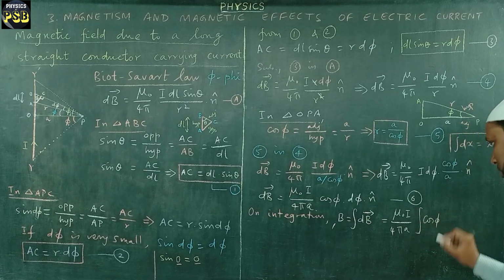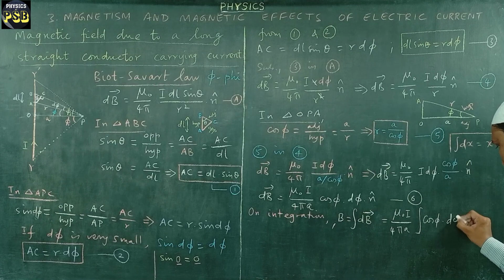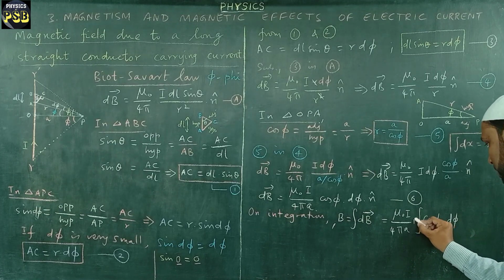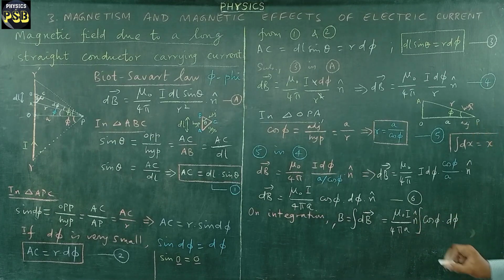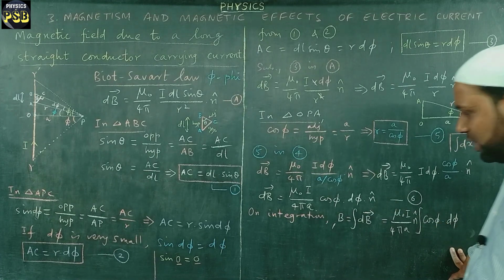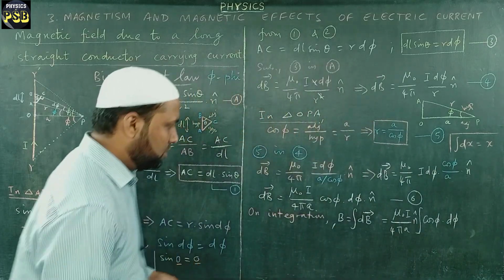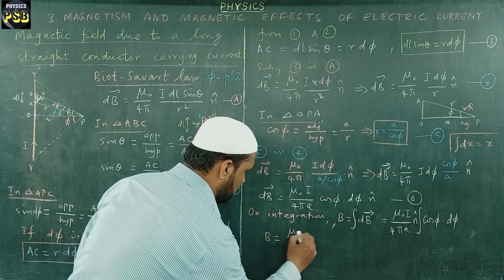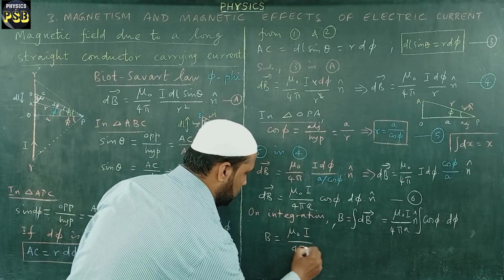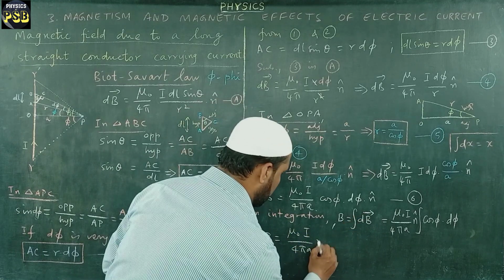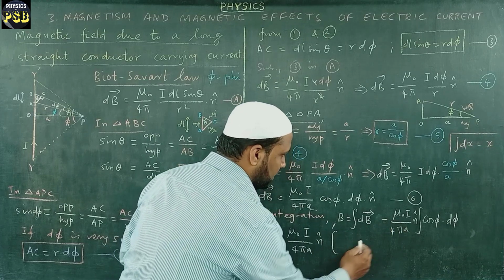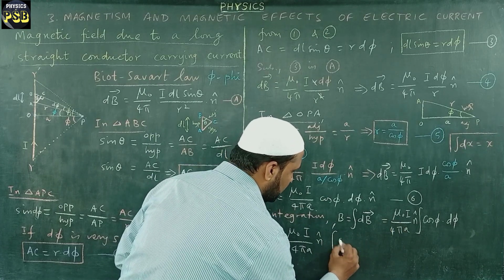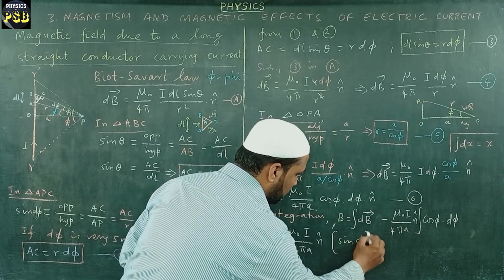Cos φ dφ and the n cap is also written here. This is how we do. Now I am going to integrate this part. If I integrate the cos φ, we get the sin of φ, and the constant is μ₀ I upon 4π a n cap.